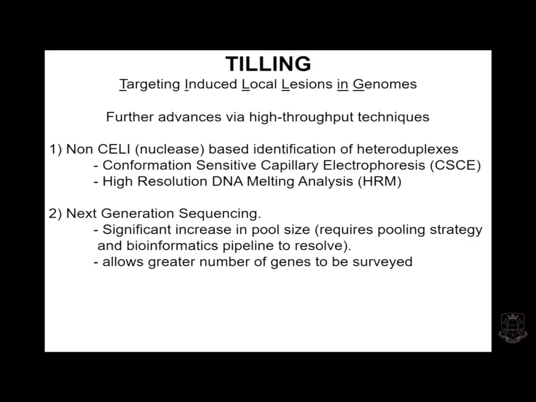Some of them still rely on heteroduplex formation. So some of them are using conformation sensitive capillary electrophoresis, for example. This looks at the melt temperature of heteroduplex DNA versus standard homoduplexes. But of course, if you have the money, if you're a major seed company, you can actually just sequence all of these PCR products. And you'll be able to identify pools where there are mutations, and then you can focus in on those pools and start to look at individual plants so that you can identify the single plant that had a mutation in your gene of interest.